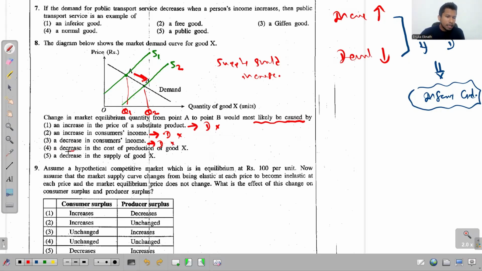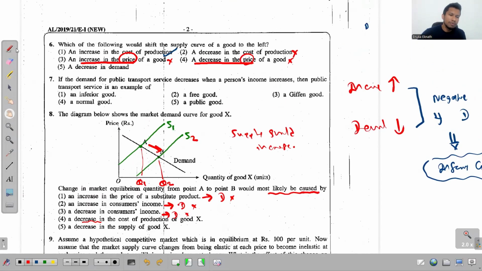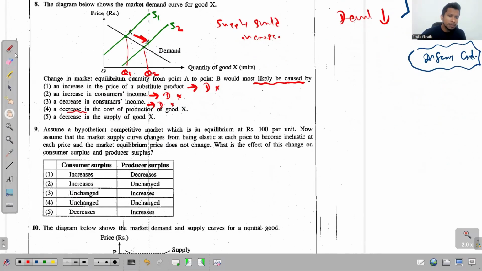The fourth one, a decrease in the cost of production of good X. Simply the opposite of what we discussed here in question 6, right? So what happens when the production cost decreases? Suppliers can produce more, so as a result, supply will increase, so the supply curve will shift to the right side. And when that happens, the equilibrium quantity will move from point A to point B. So that is the answer that we were looking for.